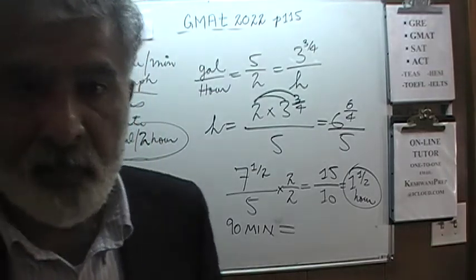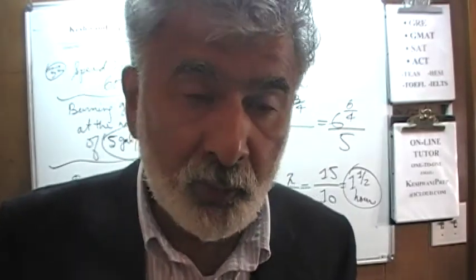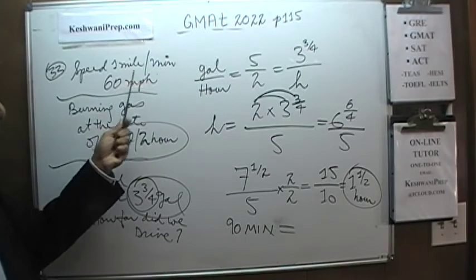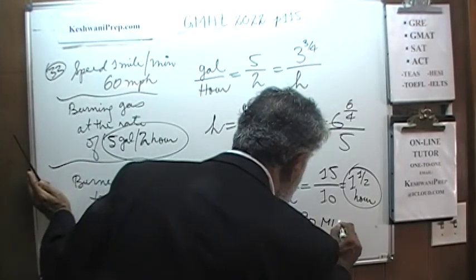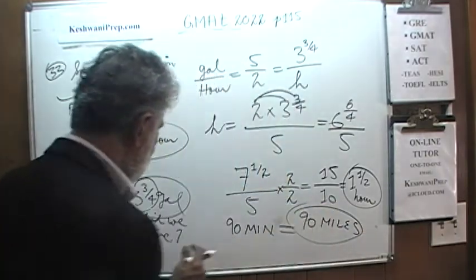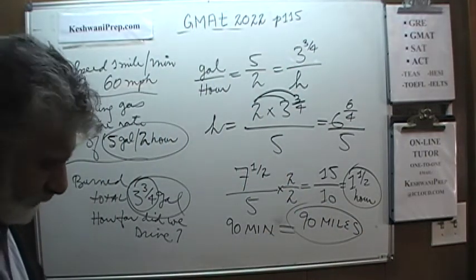90 minutes. Well, if we've been driving for 90 minutes and we were told in the beginning that we're driving at 1 mile per minute, well, there you go. We must have driven 90 miles. That's all. That's the end of that page.